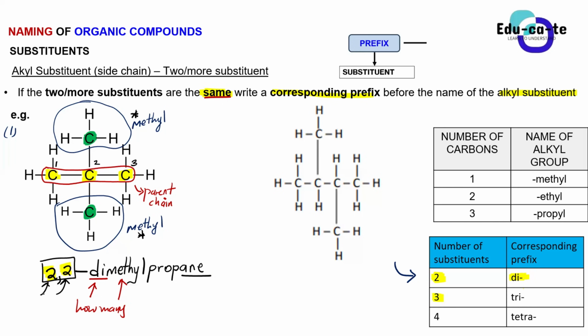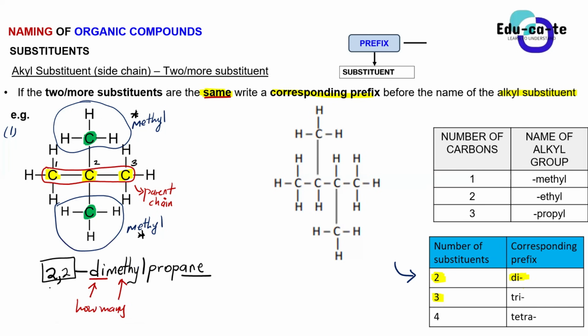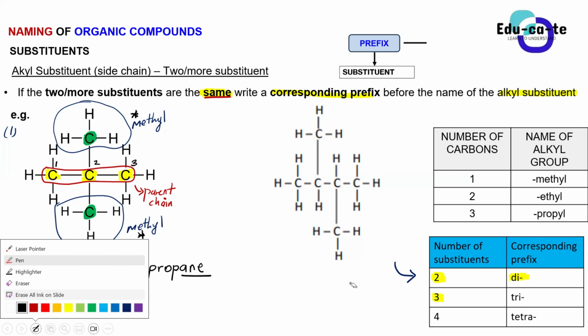Yes, Sam, what's your question? Can I be given more than 4? No, you will never be given more than 4. You are grade 12 learners, by the way. Maximum is 4.